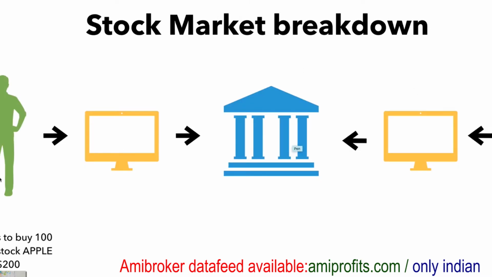Now, let's say on one side right here, we have Bob. Let's say Bob wants to buy 100 shares of stock Apple at $200. Okay, so Bob wants to buy 100 shares of stock Apple at $200. Now, if Bob wants to do that, Bob has to go through his broker. So Bob has to go to his broker and say, hey, I want to buy 100 shares of stock Apple at $200.